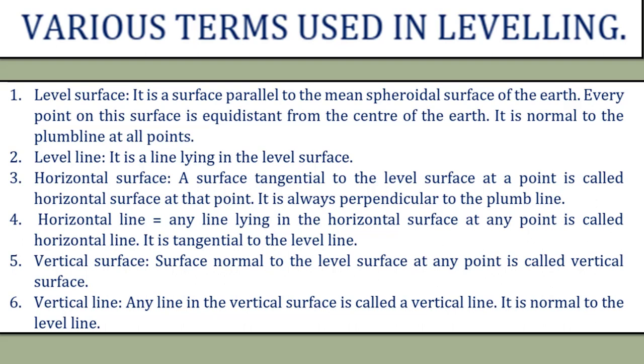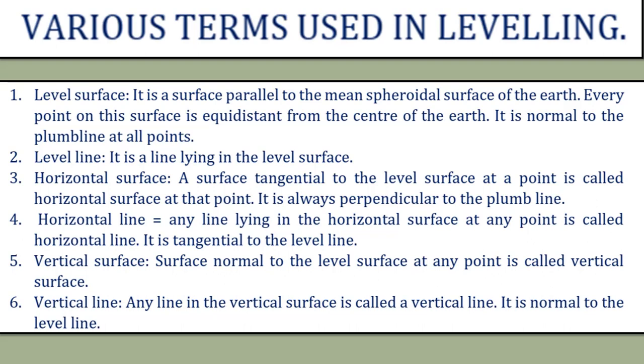Level surface is a surface parallel to the mean spheroidal surface of the earth. Every point on this surface is equidistant from the center of the earth. It is normal to the plumb line at all points. Level line is a line lying in the level surface. Horizontal surface: a surface tangential to the level surface is called the horizontal surface. Horizontal line: any line lying in the horizontal surface at any point is called the horizontal line. It is tangential to the level line.